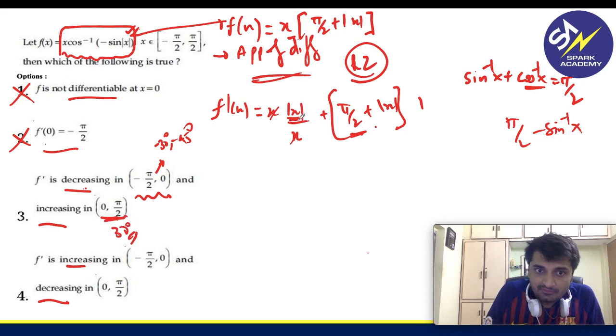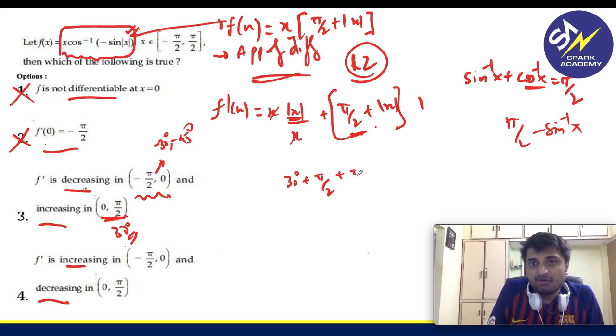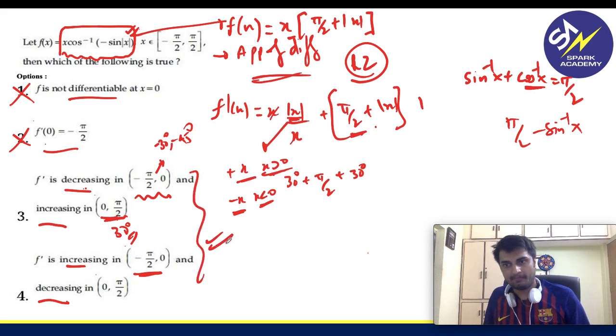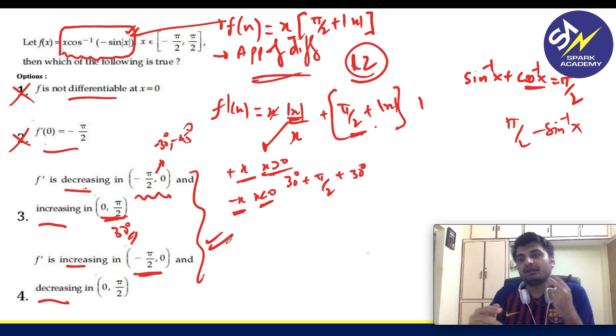You check 30, what will happen? Mod 30 is 30, plus pi by 2 plus 30. So you can take cases here. What you can do is mod x, you know, is x when x is greater than 0. It is minus x when x is less than 0. So now you have to check, guys. If you're taking negative, you have to take minus x. If you're taking positive, you can take plus x. So accordingly check which option is satisfying. Right, so since it is a little bit tricky, I've done it in round 2.